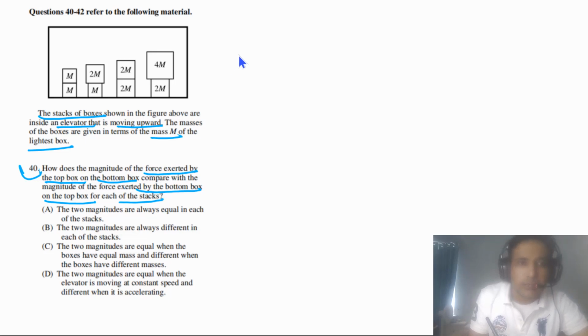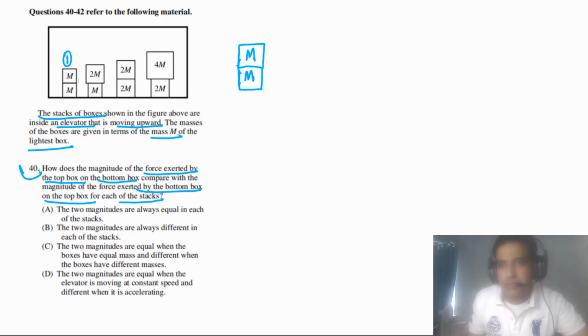So in this case, first of all, we can simply imagine we have a block M. Let's say this is block M, and we also have another block that also has mass capital M, as given in figure 1, as given in this arrangement.